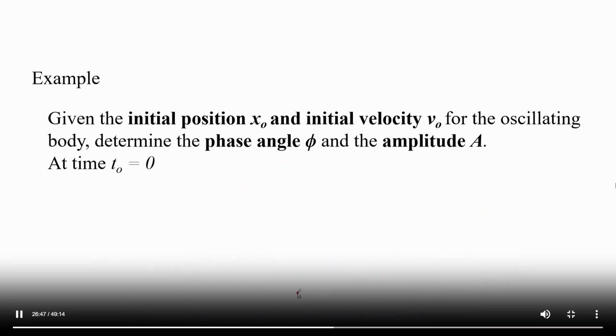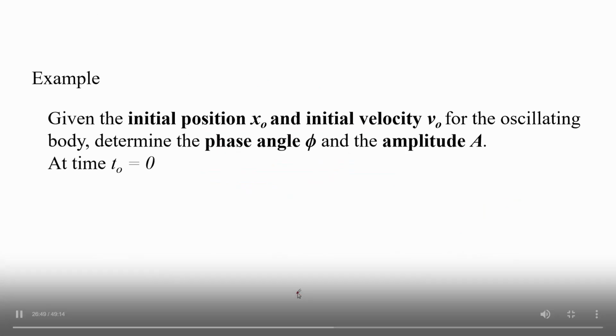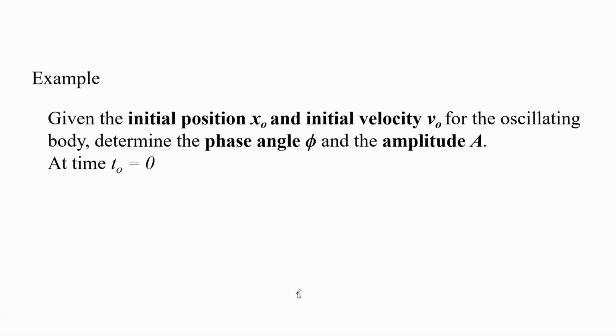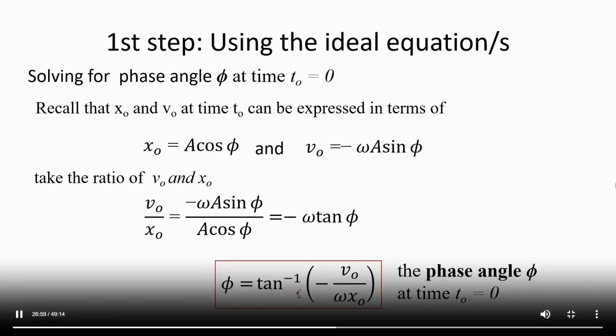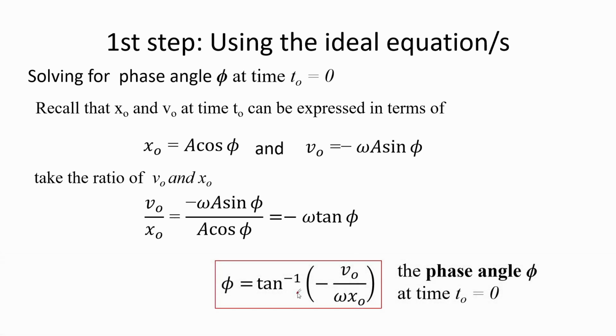Okay. Given the initial position x naught and initial velocity v naught for the oscillating body, determine the phase angle phi and the amplitude A at time t naught equals 0. So the first step is we use this expression. Recall that x naught and v naught at time t naught are given by the following expressions. X naught is A cosine phi and v naught is equal to negative omega A sine phi.